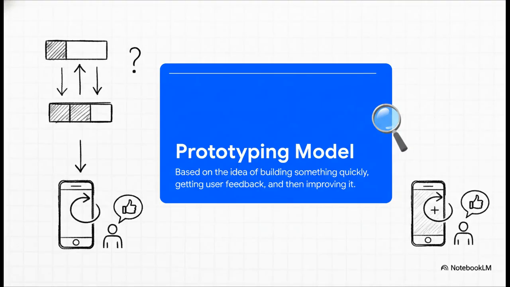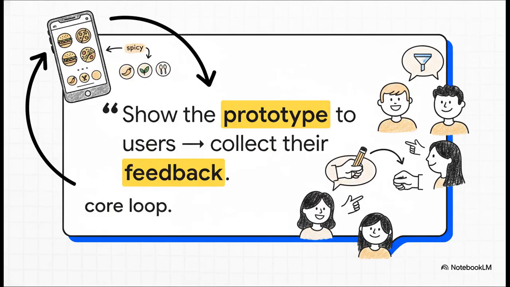And that leads us to the prototyping model. This was a direct answer to Waterfall's biggest weakness. What if you don't know exactly what you want at the start? Well, instead of just guessing, you build a quick and dirty version, a prototype, and you get it in front of actual users as fast as possible. And this right here, this feedback loop, is the whole game.